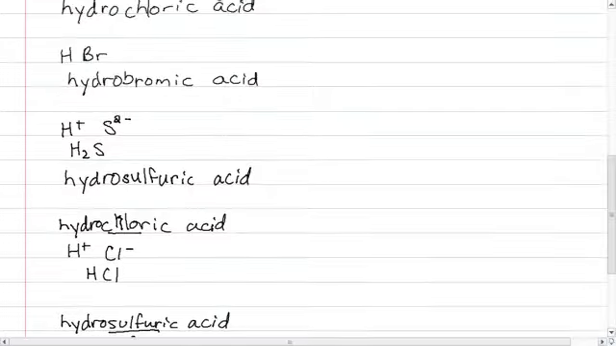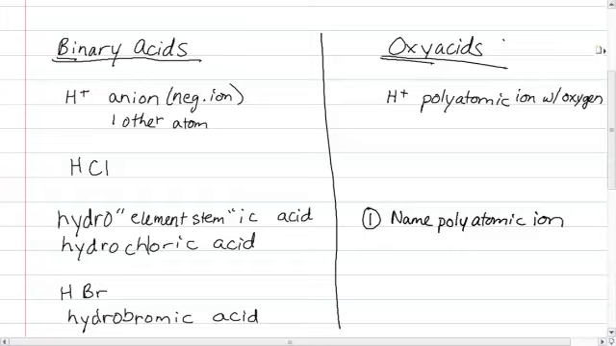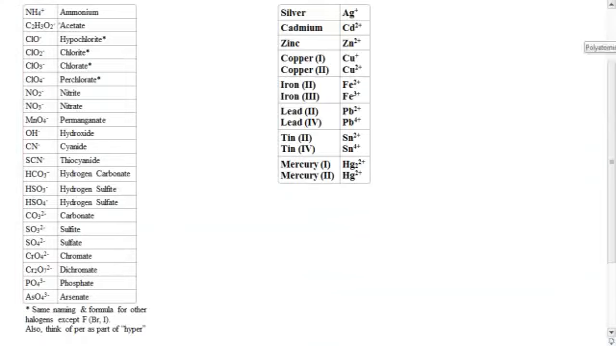Now we'll go back and look at oxyacids. So we said oxyacids was H+ in the polyatomic ion that contains oxygen. The way we name these would be, we do not use hydro. Instead, we take the name of the polyatomic ion, and if we look at our polyatomic ions, we see that any of them with oxygen in them end in either 2 suffixes, either ate or ite.